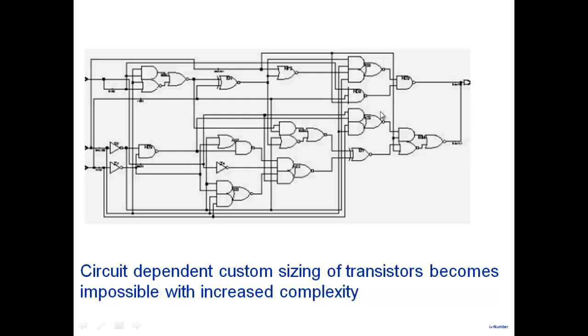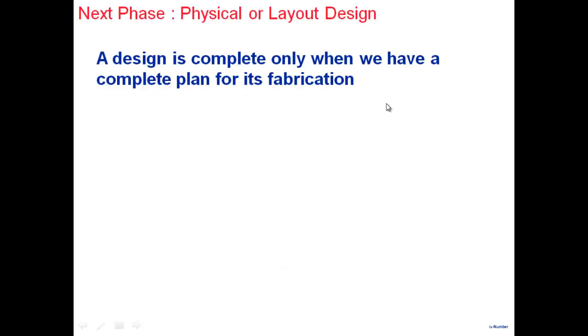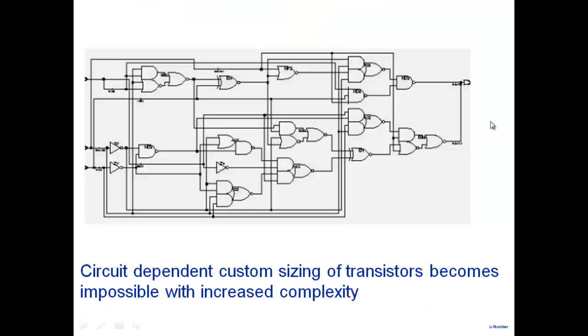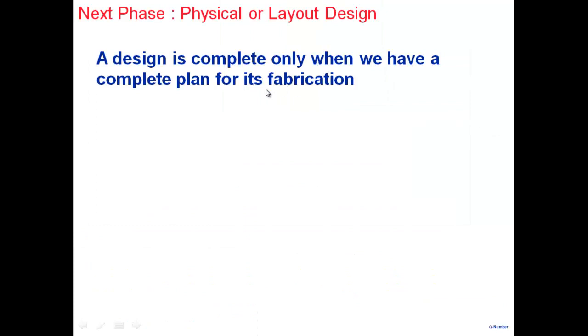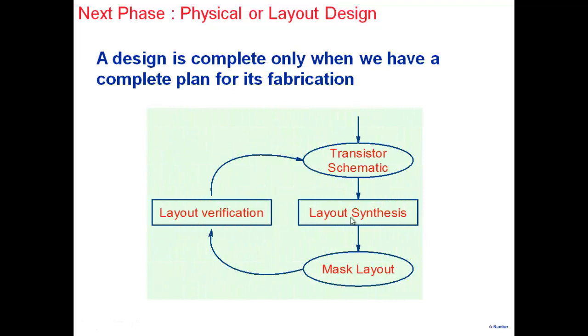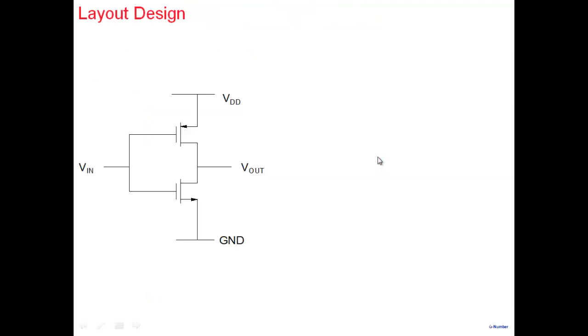Okay. So anyway, let's go to the next stage. We're running out of time. Let's say we have done the circuit synthesis, we have verified it, and we've obtained a transistor schematic. In the last stage, as I said, design is only complete when you have a complete plan for its fabrication. So you have to do the layout. This is what is called layout synthesis, and once you get a layout, again you have to verify that the layout has been correctly done, so it matches with the transistor schematic.